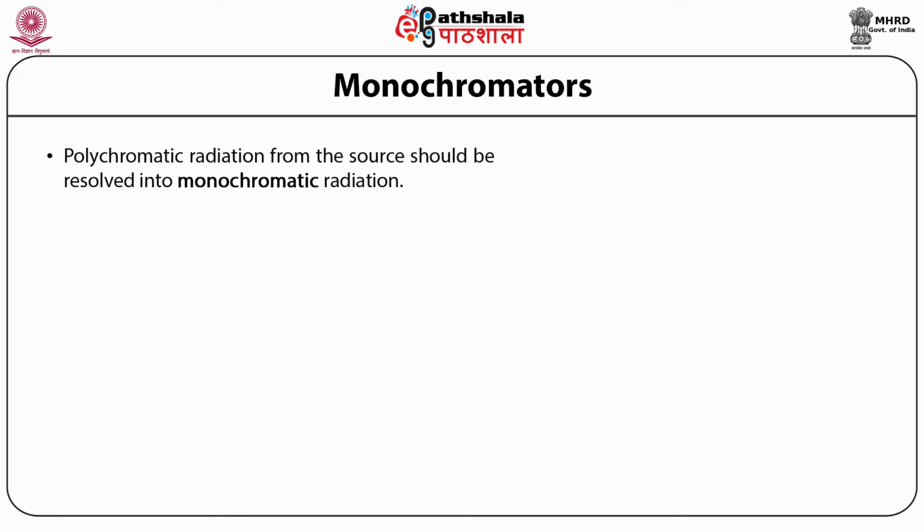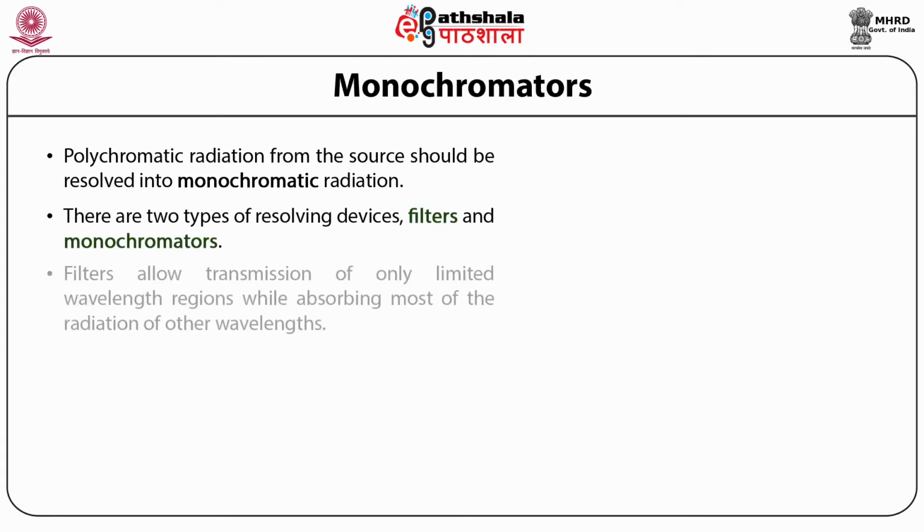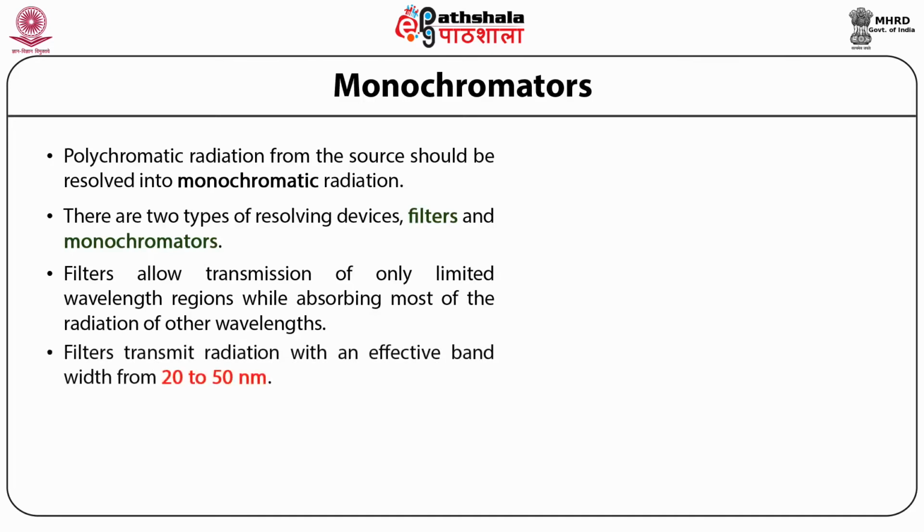Polychromatic radiation from the source should be resolved into monochromatic radiation. Monochromatic radiation means a narrow bandwidth or a radiation of a particular wavelength. There are two types of resolving devices, filters and monochromators. Filters prepared from special materials allow transmission of only limited wavelength regions while absorbing most of the radiation of other wavelengths. Filters transmit radiation with an effective bandwidth from 20 to 50 nanometers.